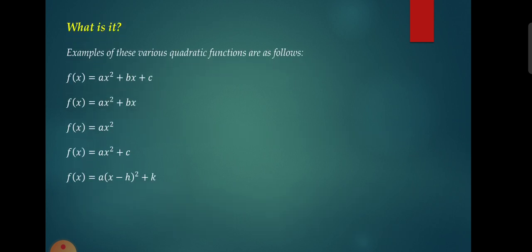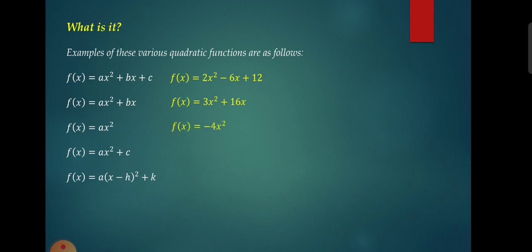So a few examples of this are here. First example, f of x is equal to 2x squared minus 6x plus 12. So this is a complete quadratic function. The second one, f of x is equal to 3x squared plus 16. Two terms, the quadratic term and the constant term. Only the first and second terms are given. This is an incomplete quadratic function.